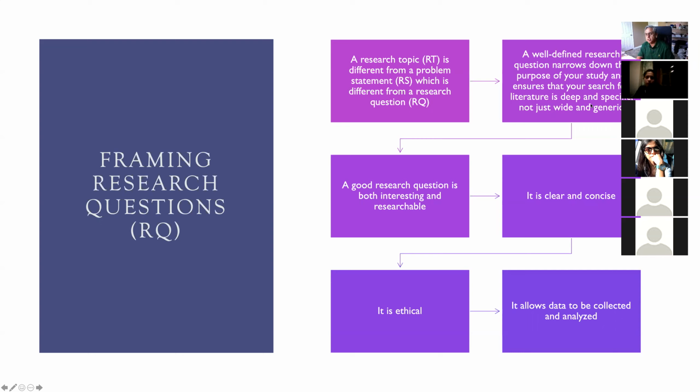A well-defined research question narrows down the purpose of your study and ensures that your research found in literature is deep and specific, not just wide and generic. So your research of the literature should be deep. You have to be able to go deep into the research and not go wide. Breadth is important, because to cover more sources, you need breadth. But to really go deep down, you're excavating. You're going deep down into the literature to see what connections you are making to your research phenomena.